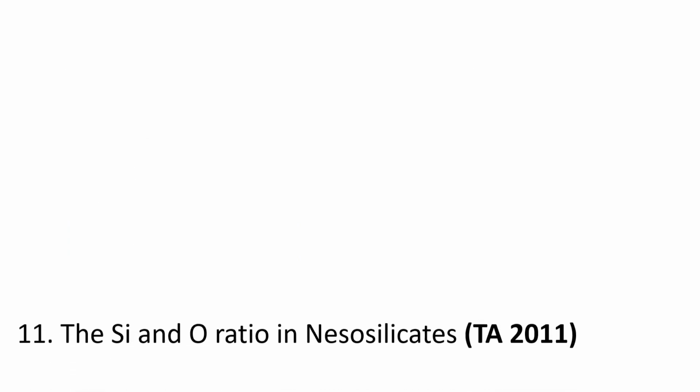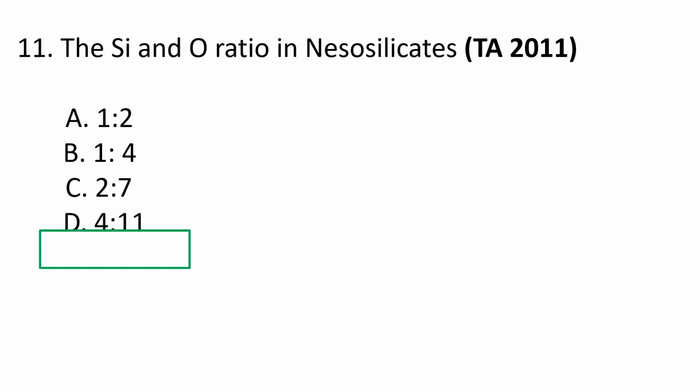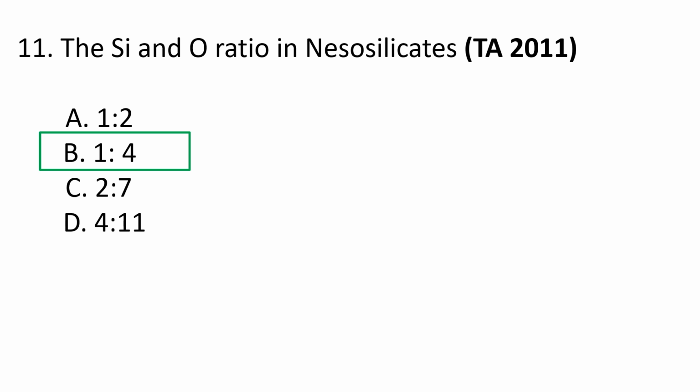Coming to the 11th question: the silicon and oxygen ratio in nesosilicates is A. 1:2, B. 1:4, C. 2:7, and D. 4:11. The correct answer is B. 1:4. In nesosilicates the ratio of silicon to oxygen is 1:4, and good examples are garnet, topaz, and olivine. All these are examples of nesosilicates.